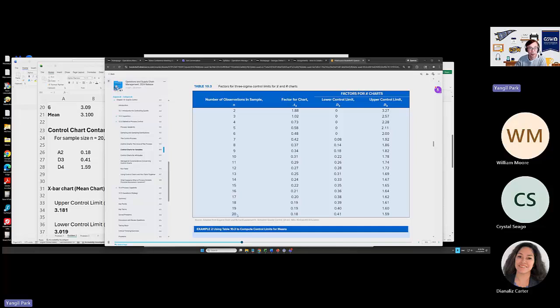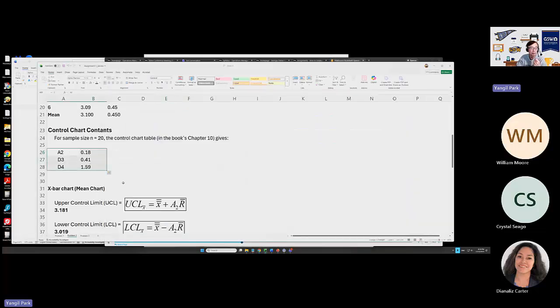Because it's a sample size of 20, that's why we look for those numbers across: 0.18, 0.41, 1.59. That's what we're going to use. So that goes to A2, D3, D4 based on the formula that we're going to use. That's the same thing that we just got from that table.